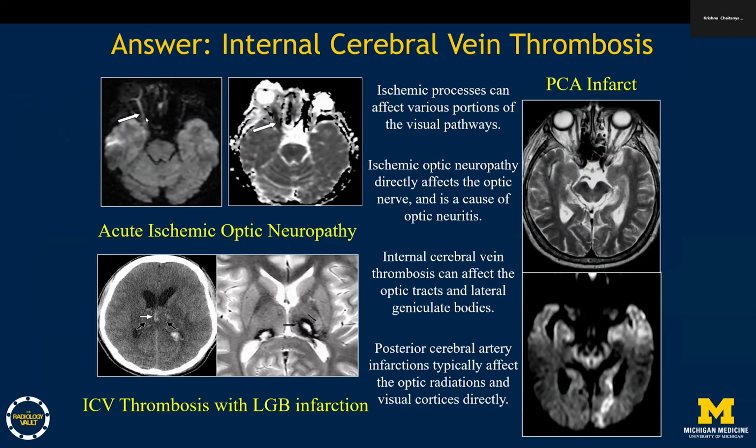Here you have the optic nerve showing restricted diffusion. So this is an ischemic optic neuropathy. There's ADC abnormality. Here's a hyperdense internal cerebral vein with hypodense thalami, and then bilateral hemorrhagic infarcts in the thalami. So this is an internal cerebral vein thrombosis causing lateral geniculate body infarction. Lastly, it can involve the optic radiations and cortices directly. So here's an example of a posterior cerebral artery infarct causing those symptoms.